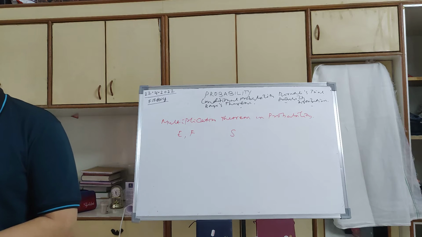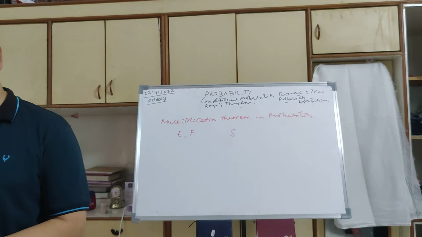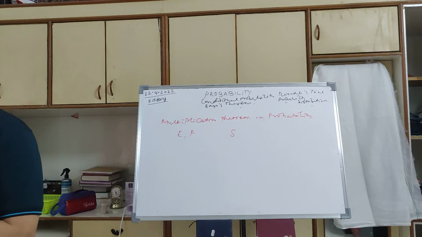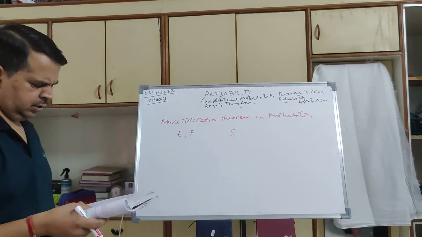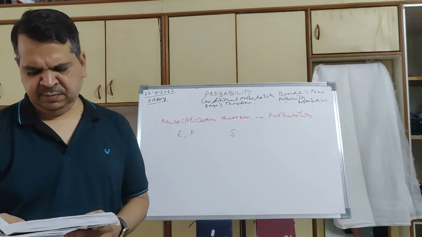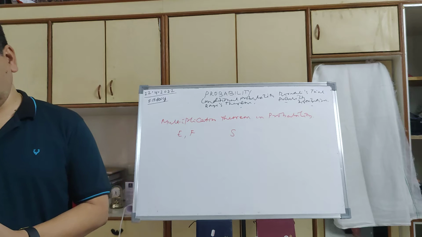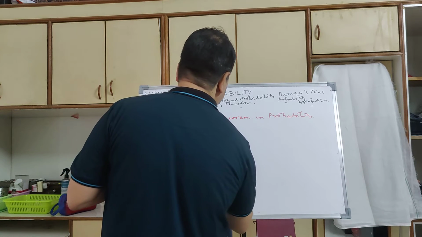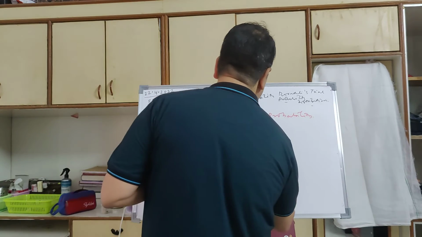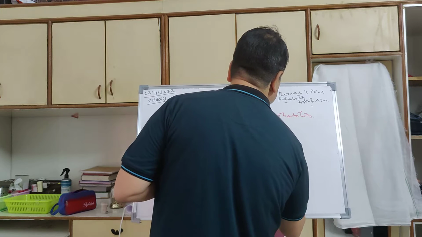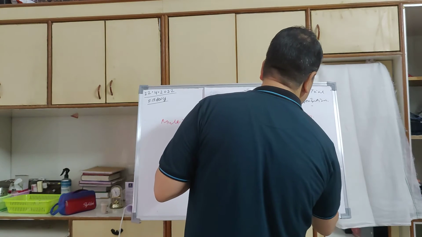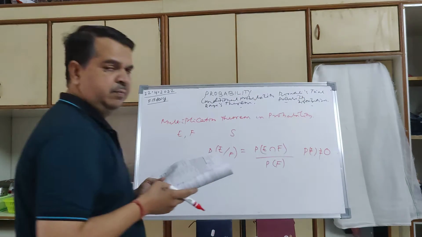Very often we need to find the probability of event EF. For example, in the experiment of drawing two cards, one after the other, we may be interested in finding the probability of the event a king and a queen. The probability of event EF is obtained using conditional probability. We know the conditional probability of E given F, meaning F has already occurred, is P of E intersection F by P of F. The requirement is that P of F is not equal to 0, otherwise it becomes meaningless.